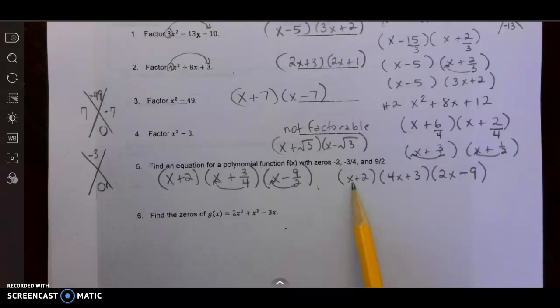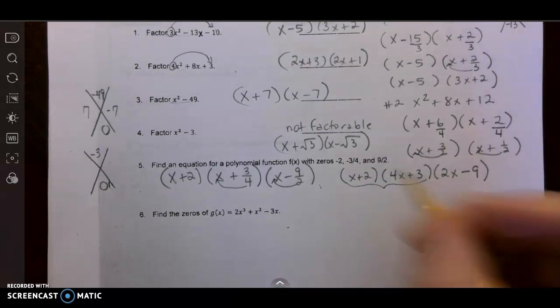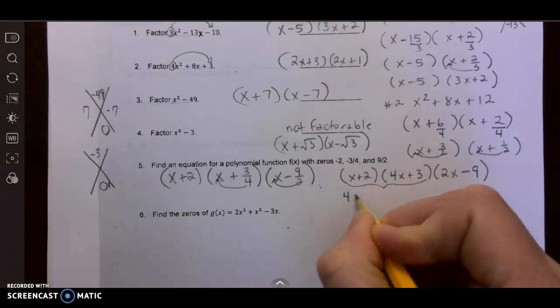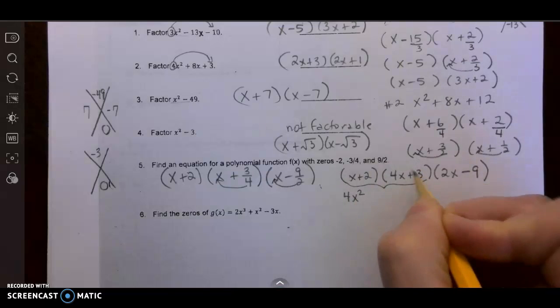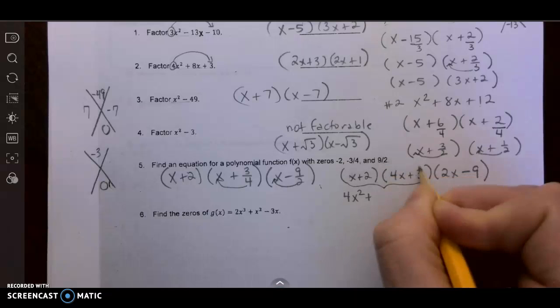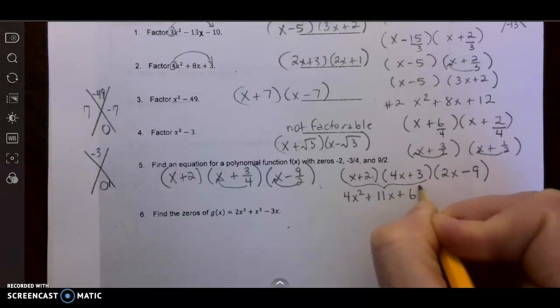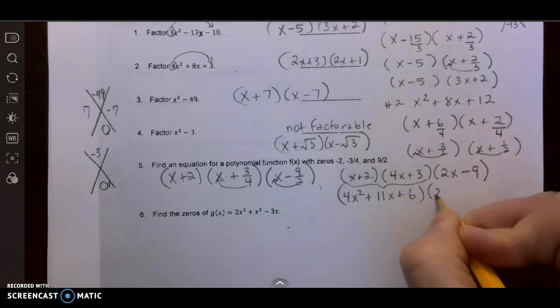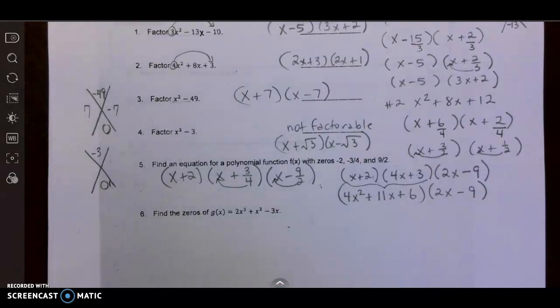So now I need to multiply these all together. I'll start by doing this, and I get 4x squared for my first terms. Outers, I get 3x. Inners, I get 8x. 3x and 8x is 11x. 2 times 3 is 6. And I'm going to multiply that by 2x minus 9.